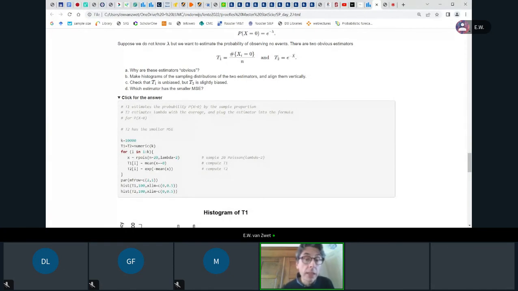Both are trying to estimate e to the minus 2. That's a number. But which one is better? And the way to figure that out is to try it out. So this little bit of R code allows you to play out this scenario of observing 20 numbers from a Poisson distribution and trying to estimate the probability of 0.